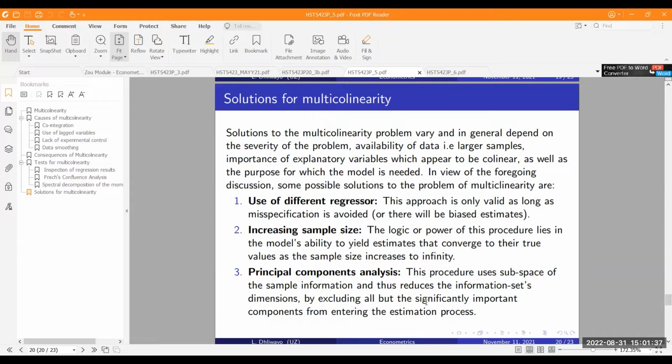Next is increase the sample size. If you increase sample size, it can take care of the effect of multicollinearity. The logical power of this procedure lies in the model's ability to yield estimates that converge to their true values as the sample size increases to infinity. Number three, principal component analysis. This procedure uses a subspace of the sample information and thus reduces the information set's dimension by excluding all but significantly important components for entering the estimation procedure.